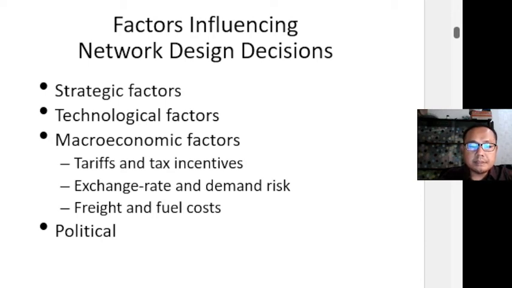In this section, we examine a wide variety of factors that influence network design decisions in the supply chain, as you can see from there, a few points that can be affected. The first one is strategic factors. This is one of the very important factors. A firm's competitive strategy has a significant impact on network design decisions within the supply chain.